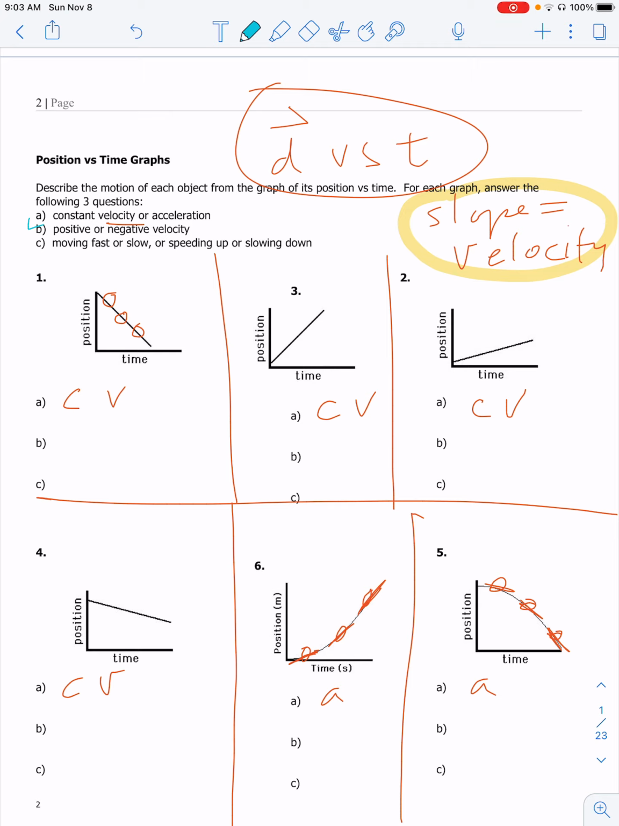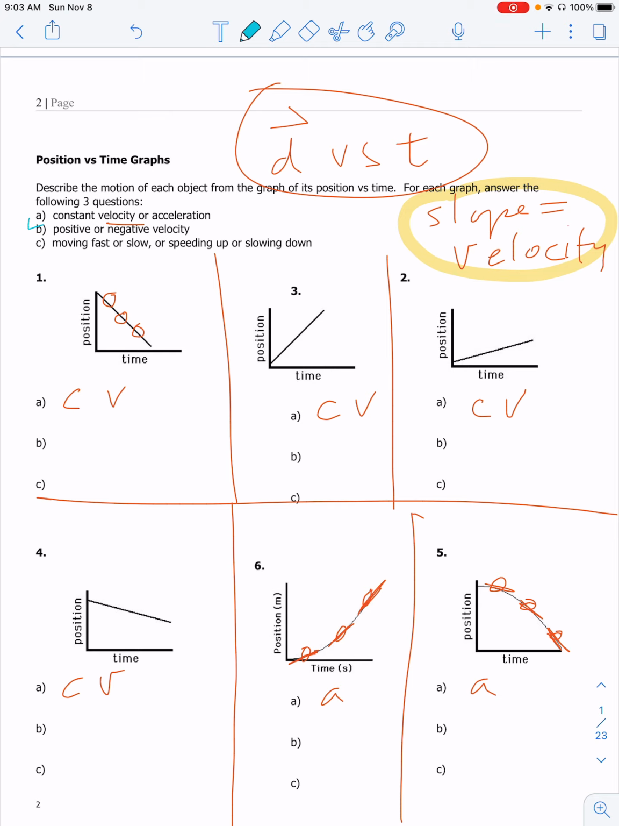If it's going uphill, it's positive velocity. If it's going downhill, that's negative slope. That means negative velocity. What does that mean? Positive velocity means going in the positive direction, either up or to the right. Negative velocity, downhill slopes on a d versus t graph, means moving in a negative direction, which would mean moving to the left or down or to the west.